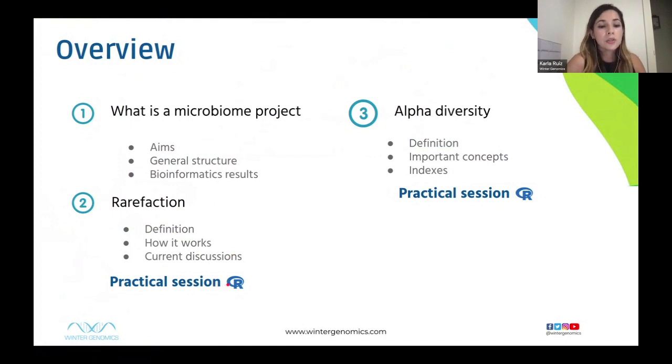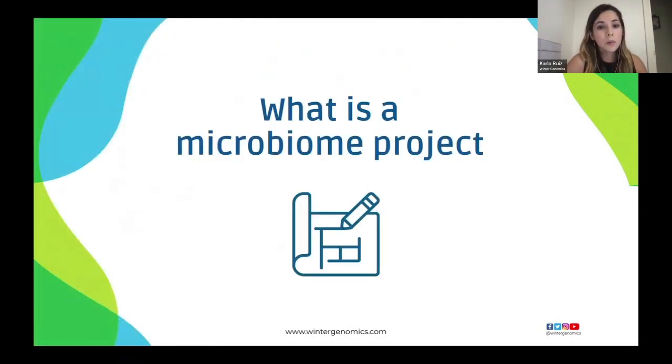And then we are going to move to the first practical session led by Nayeli. Then we are going to come back to the theoretical part on alpha diversity. We are going to start talking about its definition, important concepts of alpha diversity, and the indices normally used to measure it. And then we are going to move on again to the practical session, in this case led by Viole. So let's start with what a microbiome project is.